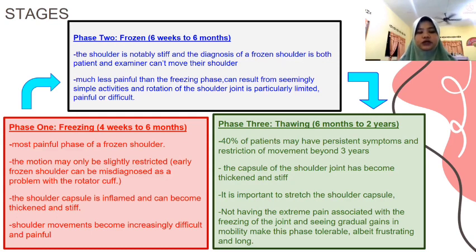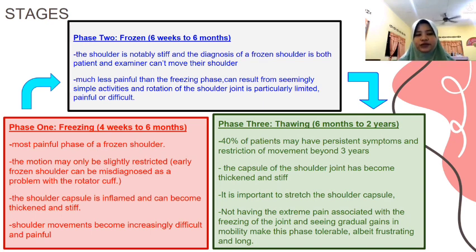Phase 2, frozen, 4 months to 6 months. The second phase of frozen shoulder is known as the frozen phase. During this phase, the shoulder is noted to be stiff. The characteristic examination finding that confirms the diagnosis of frozen shoulder is that not only can the patient not move the shoulder normally, but someone else trying to manipulate the arm also cannot move the shoulder. But in rotator cuff problems, the patient cannot move the arm, but the examiner can.